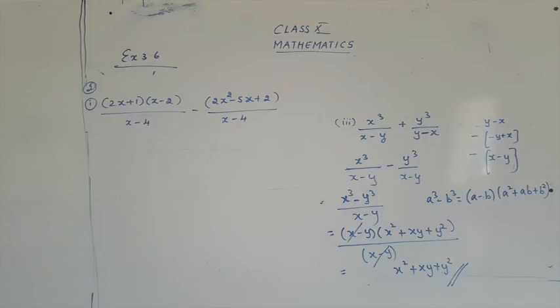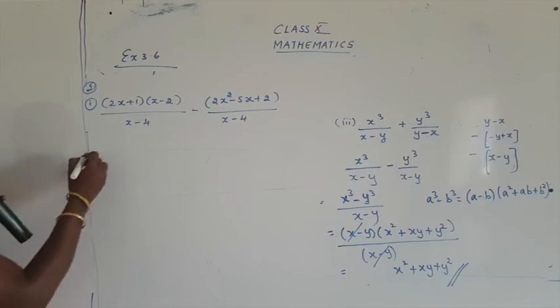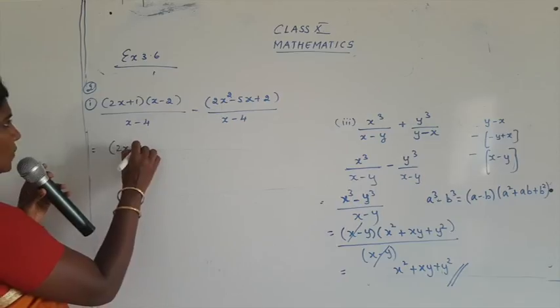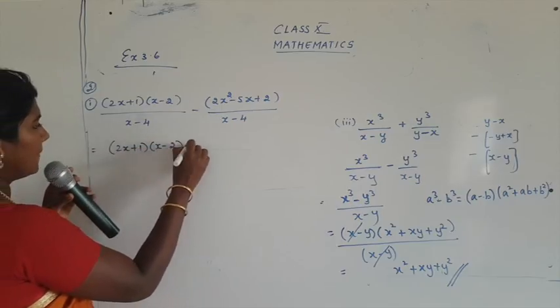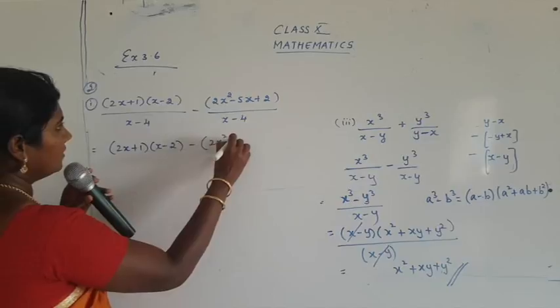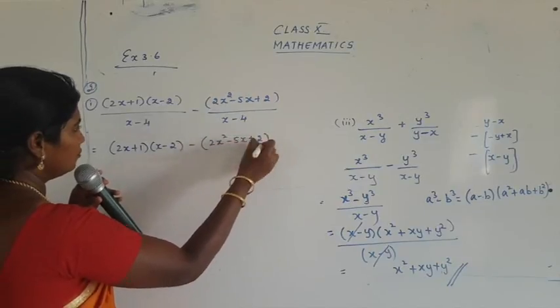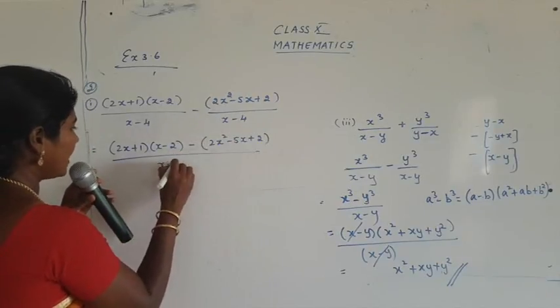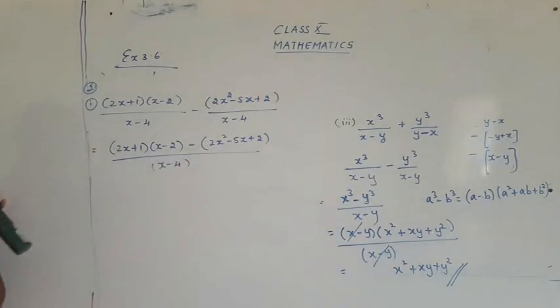So now let's see how to start our sum. So now what are you going to do? First of all, write the numerators together and write the denominator together. That is, we are just going to make it a single denominator since the denominators are same. So this becomes 2x plus 1 into x minus 2 minus 2x square minus 5x plus 2 upon x minus 4. Be careful. Now we are going to deal with a subtraction. So it's very, very important to use brackets wherever it is necessary.